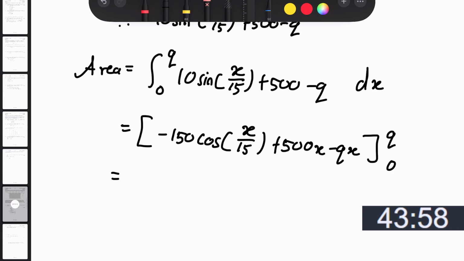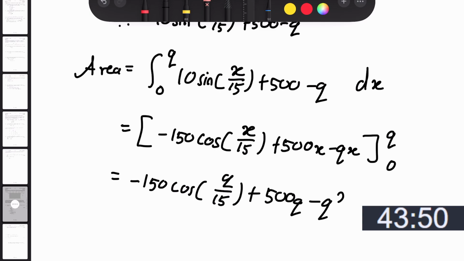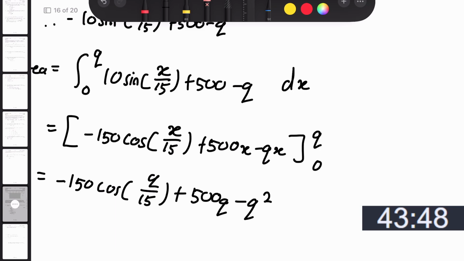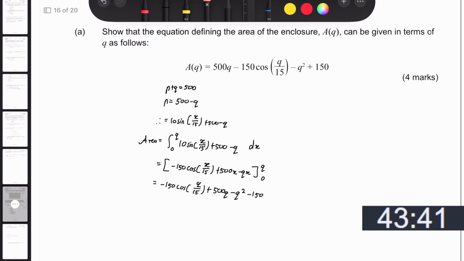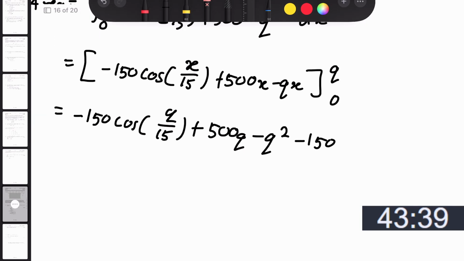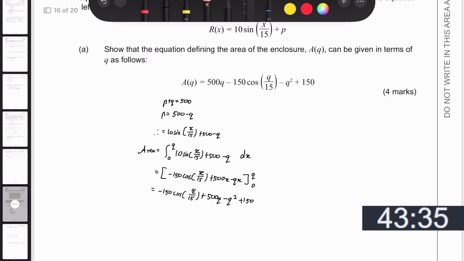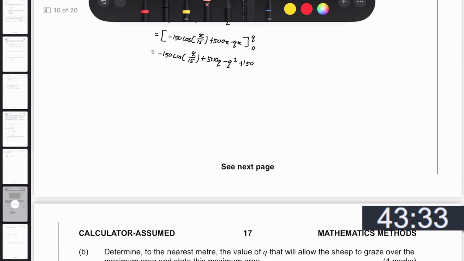So this is negative 150 cosine of q on 15 plus 500q minus q squared. Now when x is 0, that cosine is going to be 1, so we're going to have minus 150. But we're taking that away because it's the lower bound, so plus 150. Okay, that looks good.